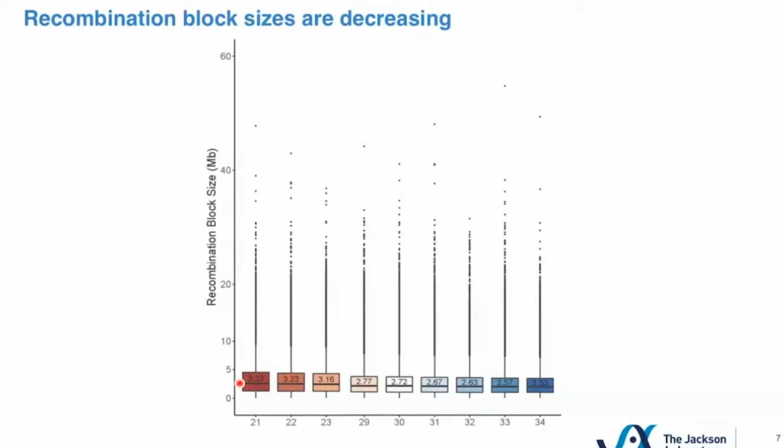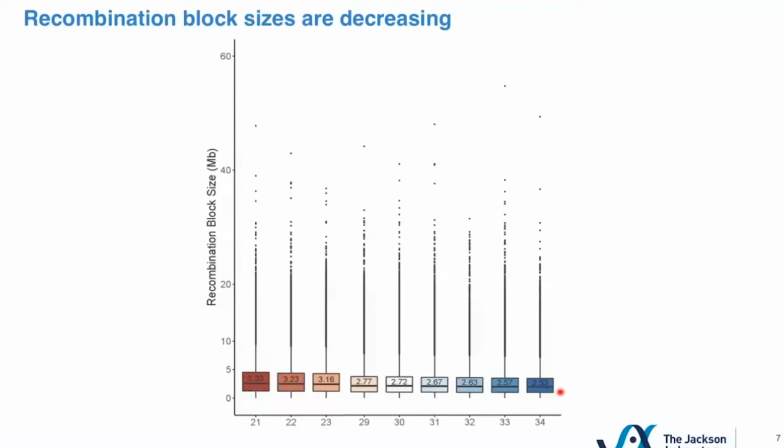And this is something that's not unexpected. The more and more recombination events you have across the generations, the smaller and smaller those founder blocks are going to be. And these numbers that you have here are in megabases. So in generation 21, it was like a 3.3 megabase block, and that's on average. There's obviously lots of larger block sizes within the genome as well. But the average of our recombination block size is decreasing.